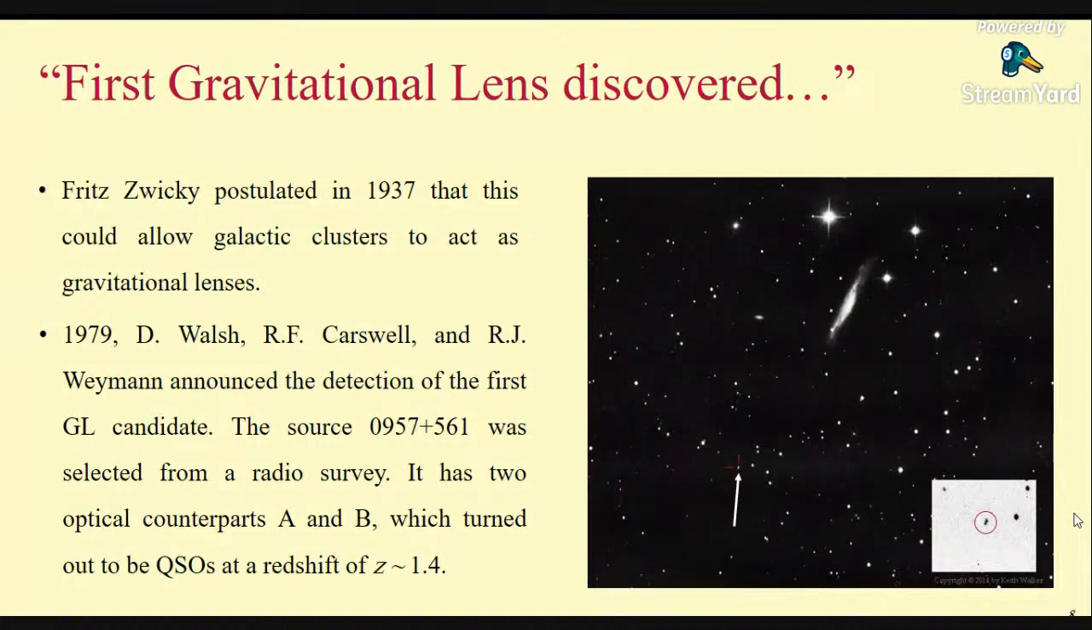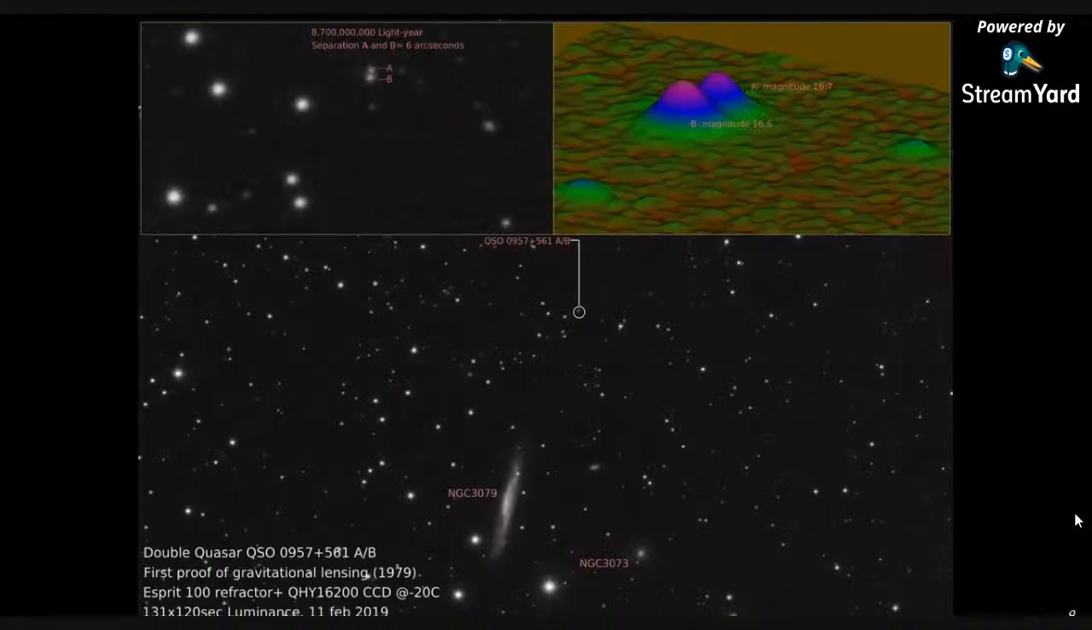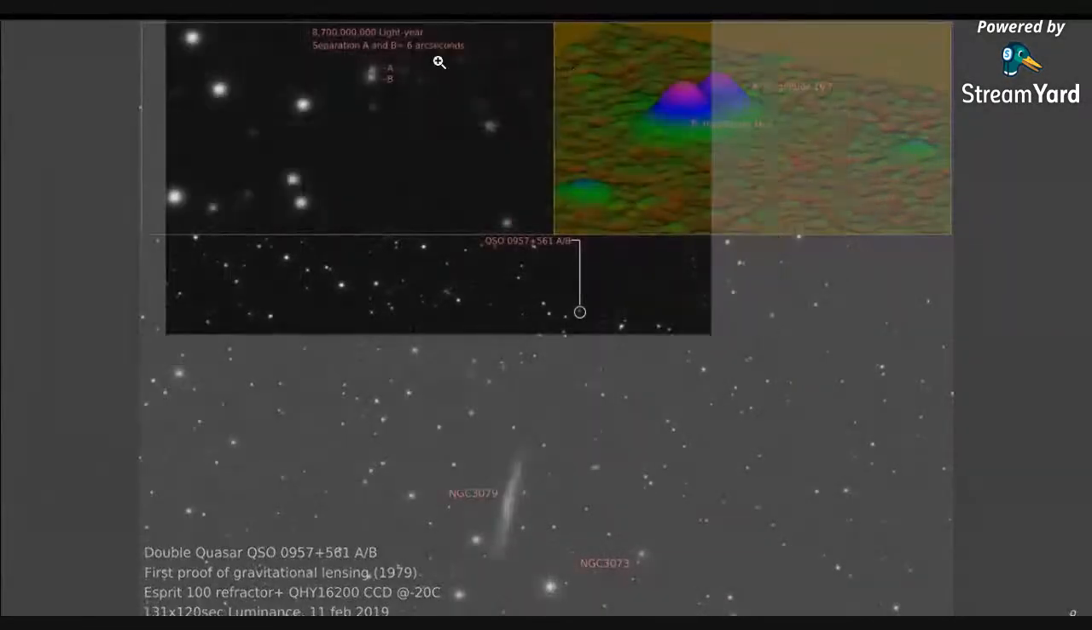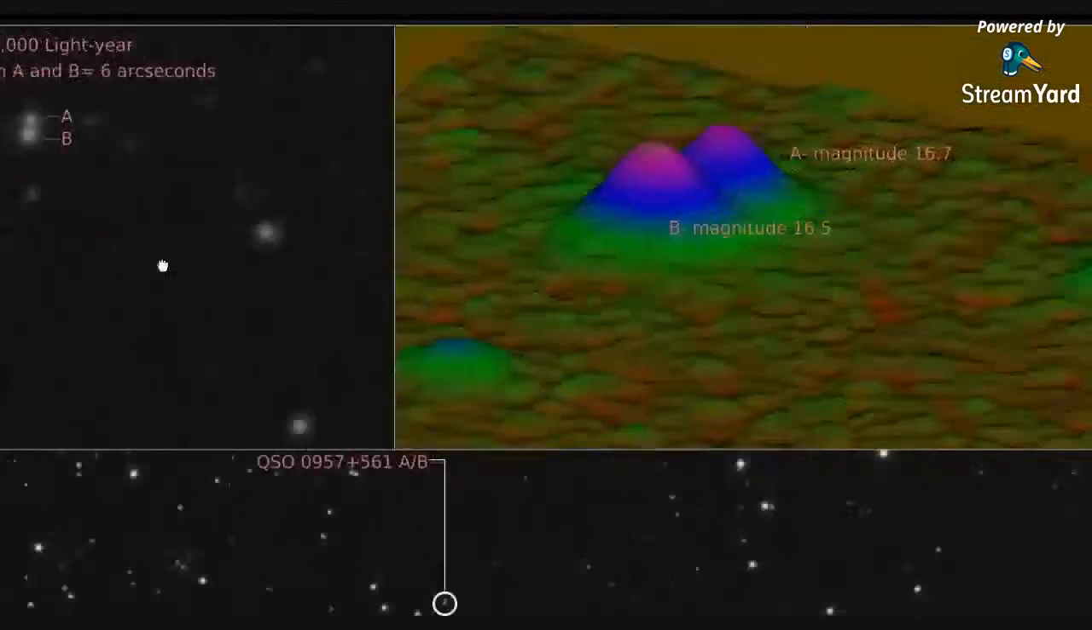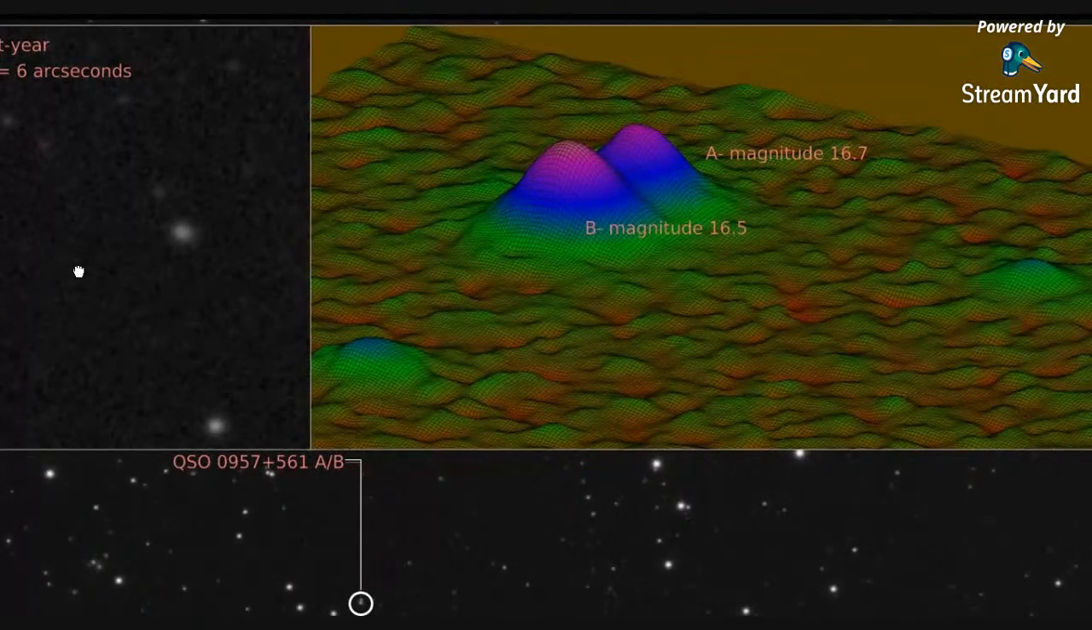As you see in this picture, this is a picture of this twin quasar. The top left photo shows the quasar more precisely, and the right image shows its magnitude. I can zoom here. It's these two, this twin quasar, and this is the magnitude.